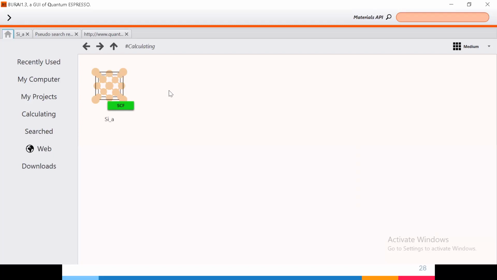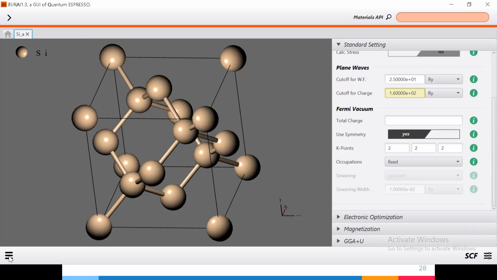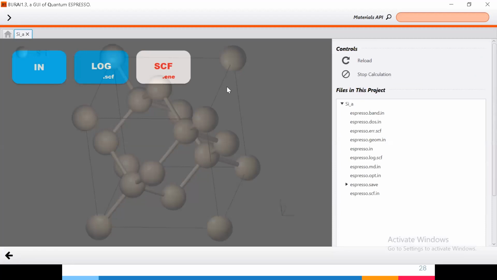Okay, it lasts for access probably to download the pseudo potential file. And I think it calculated it. And then what you do is you go to this tab and click it here again and look at result. Now, if it ran okay, you don't see an error file. They list the files in this project. And you can see the log file.